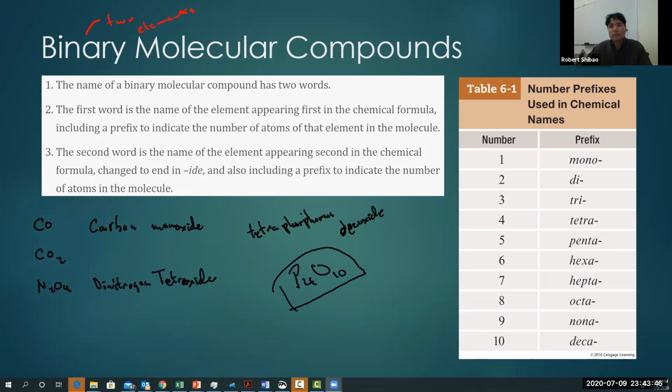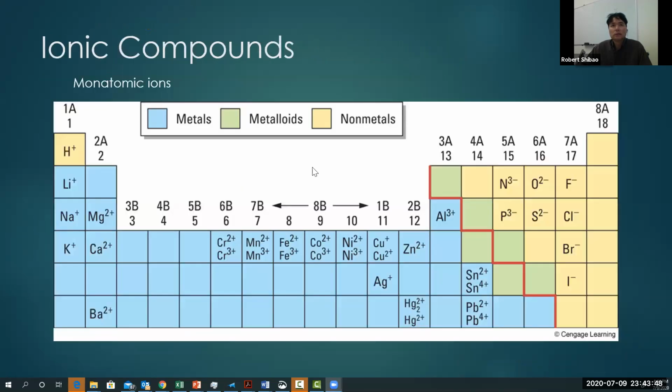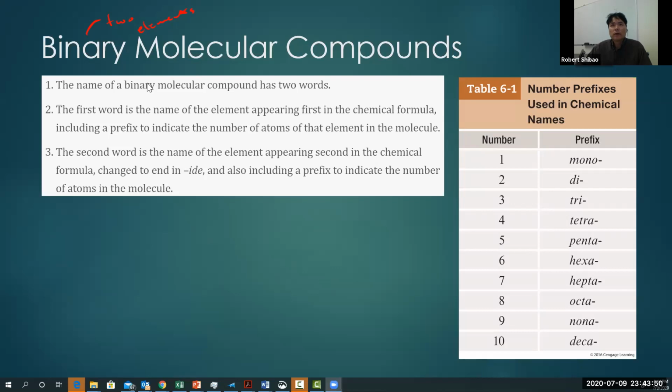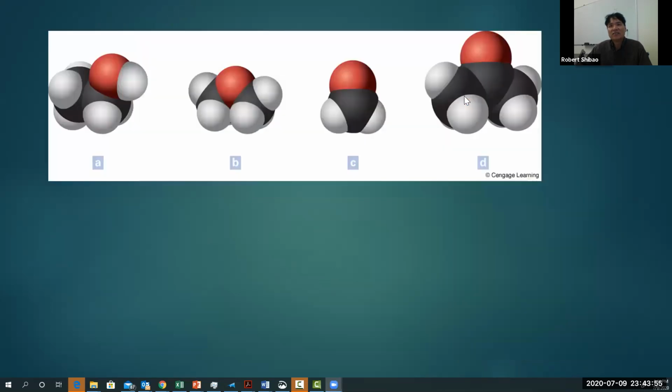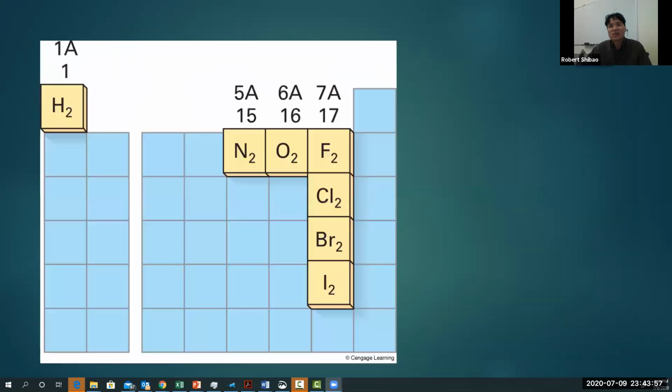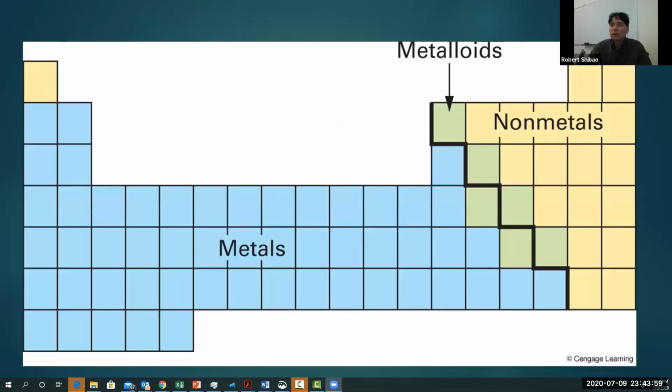We'll do more examples of these later. Okay, these are what we call molecular compounds. Molecular compounds consist of non-metals. Did I put the periodic table in here? Yeah. Molecular compounds are compounds of non-metals, like nitrogen and oxygen are non-metals, carbon and oxygen are non-metals. When we have compounds that consist of metals plus non-metals, those are ionic compounds. And we have a different rule system for ionic compounds.